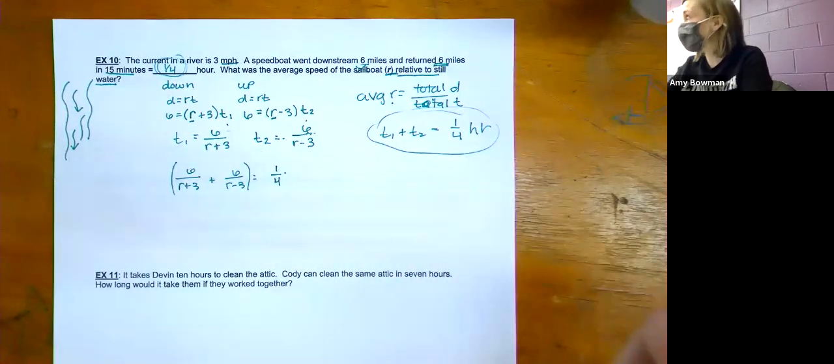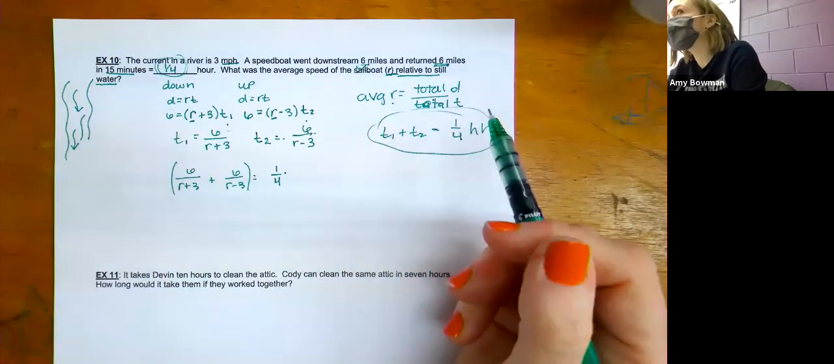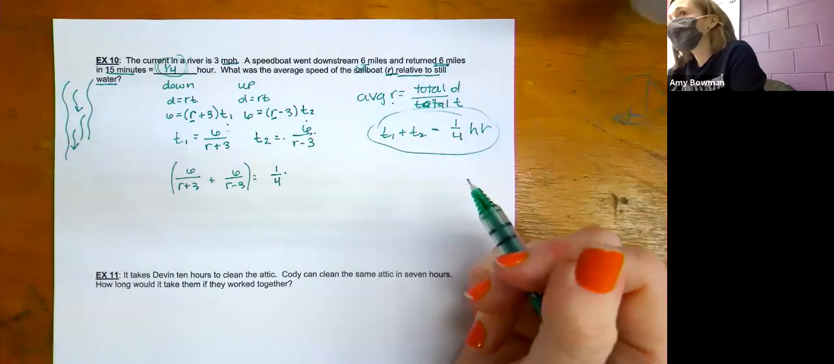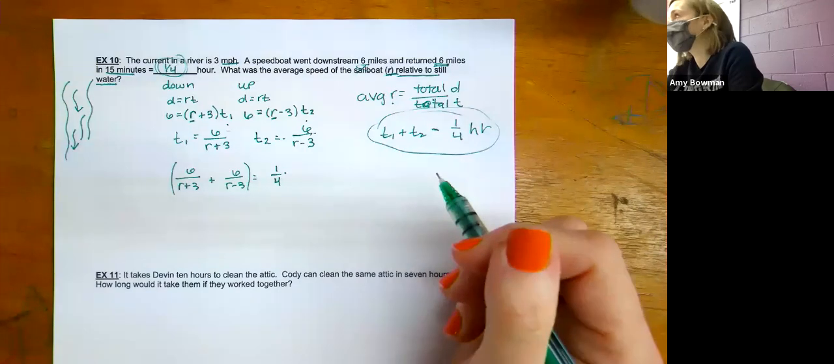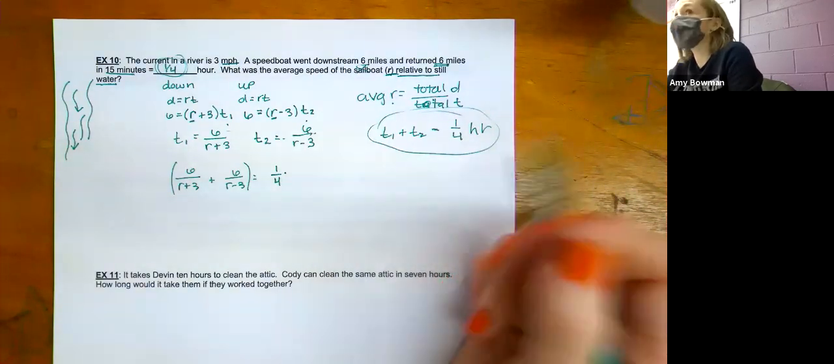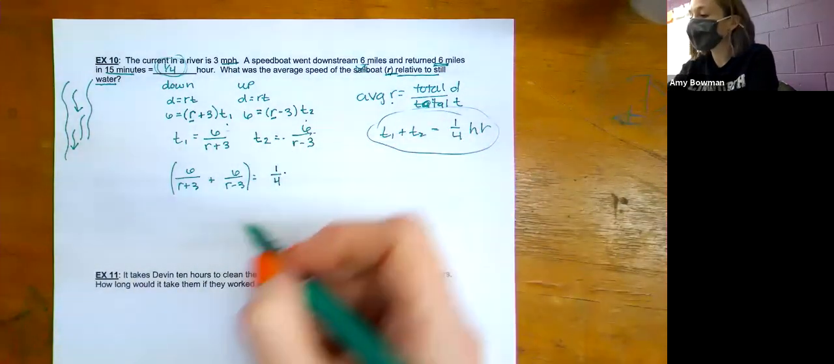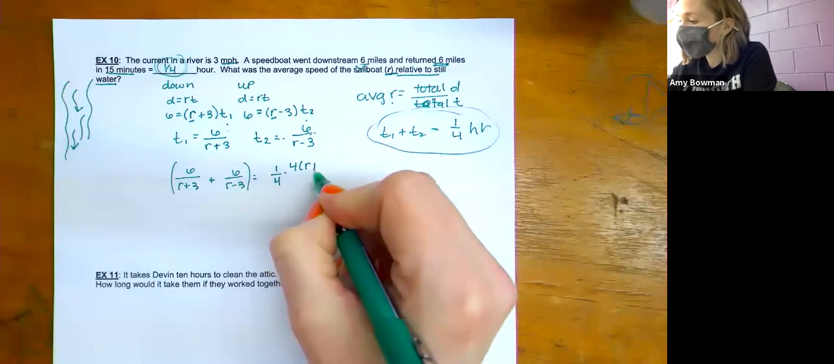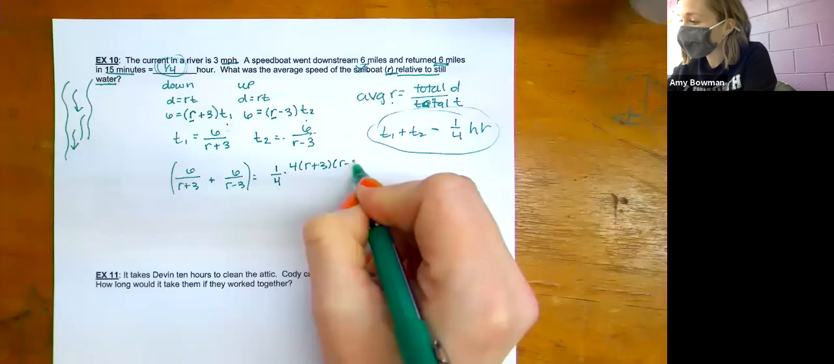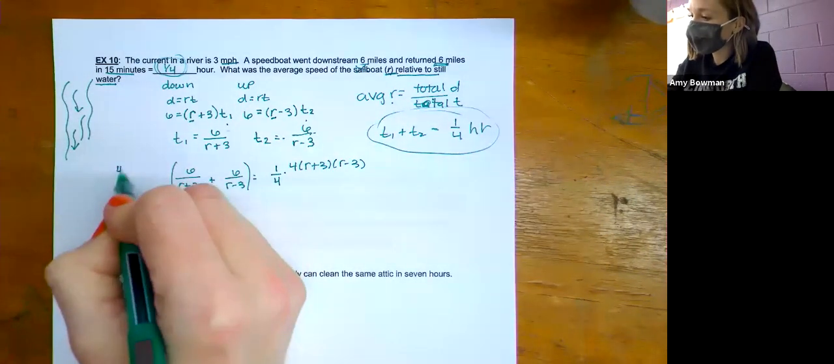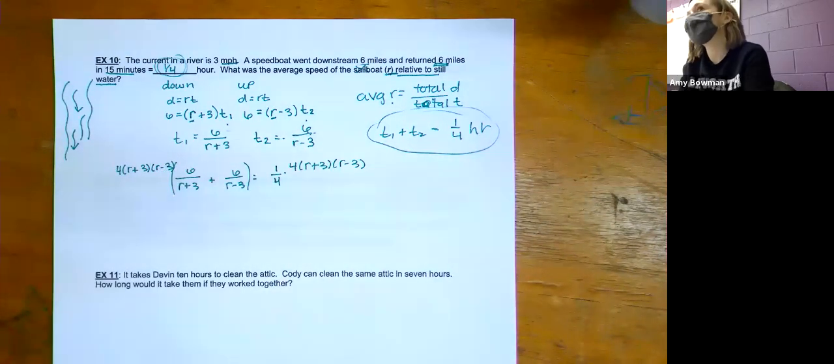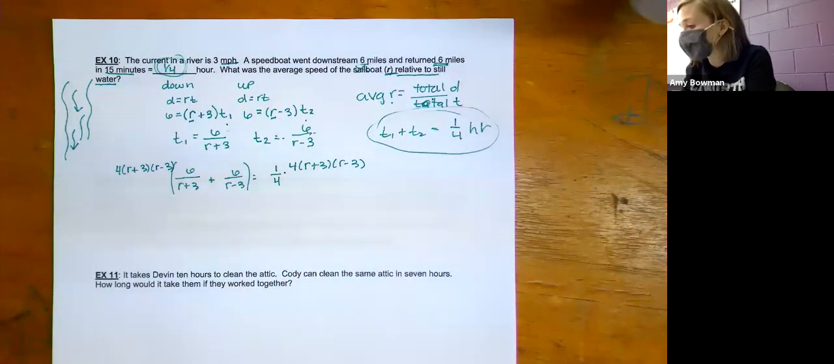That's right, the common denominator. What's the common denominator? All 3. Yeah, the product of all 3. So I need to multiply each side by 4(R+3)(R-3). Okay, so in this single step, we should eliminate all fractions, right?